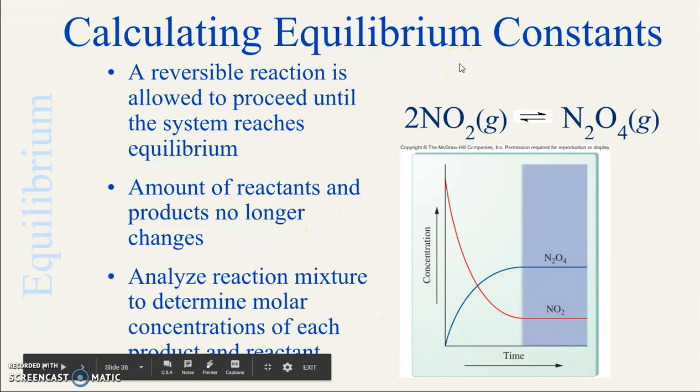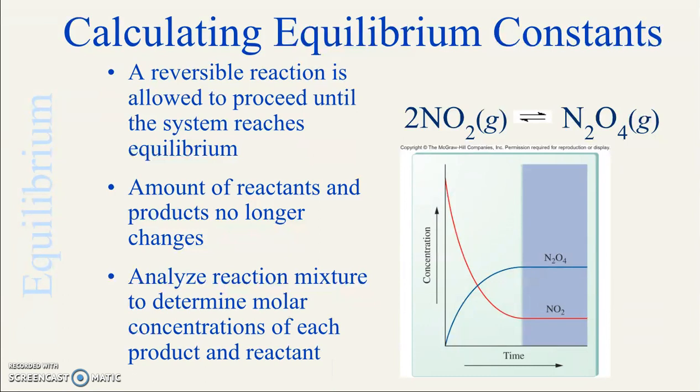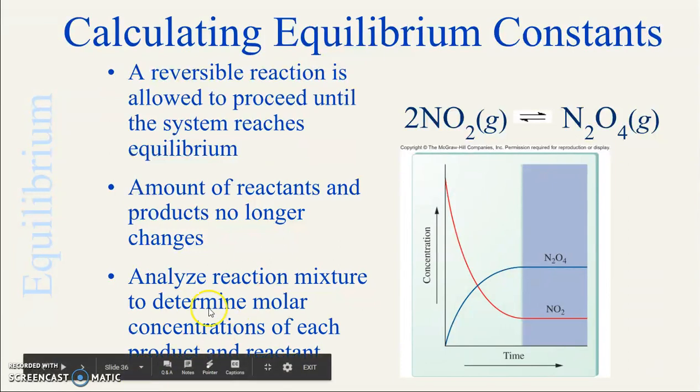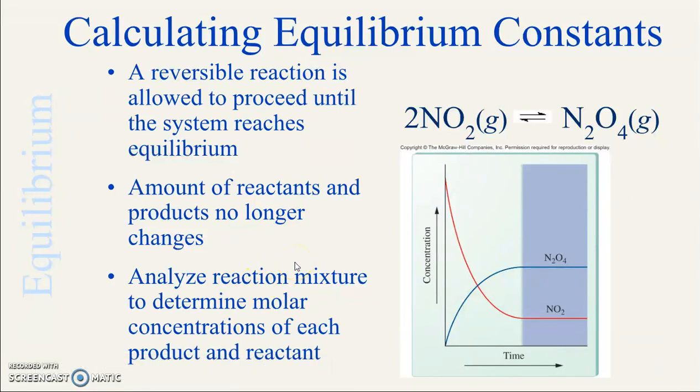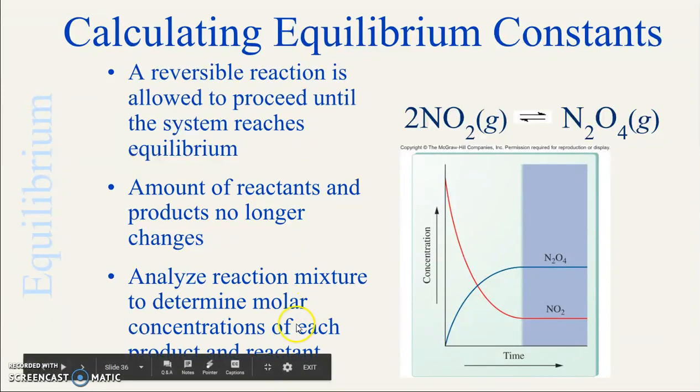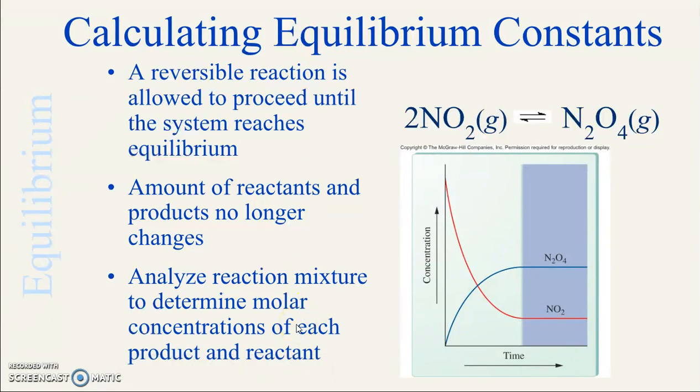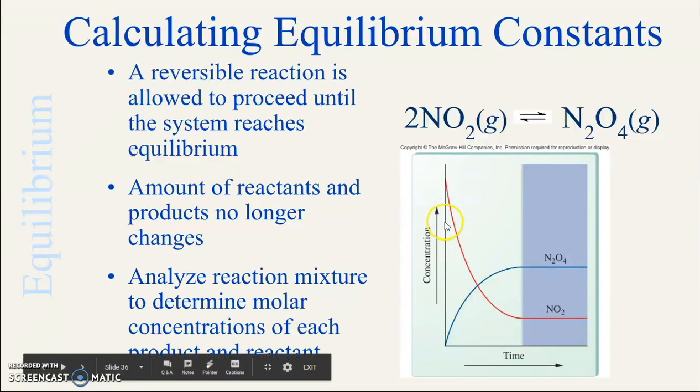So, calculating the equilibrium constants, like actually getting a number for them. A reversible reaction is allowed to proceed until the system reaches equilibrium, until your concentrations are not changing anymore. That's what equilibrium is. The amounts of reactants and products are no longer changing. You can analyze the reaction mixture to determine the molar concentrations of each product and each reactant. This would be where a titration with an acid or a base would come into play. We are going to do titrations in the next unit, but you use the known concentration of one solution to calculate the concentration of an unknown.